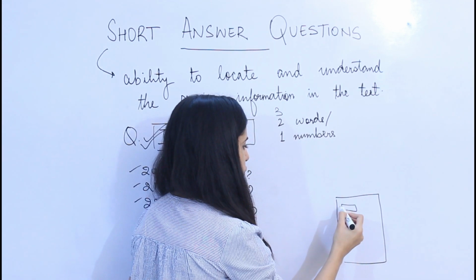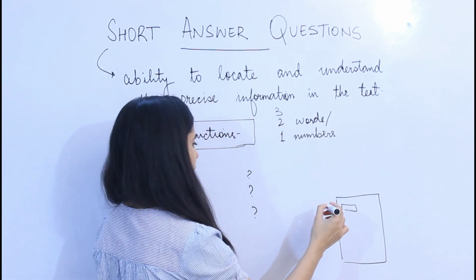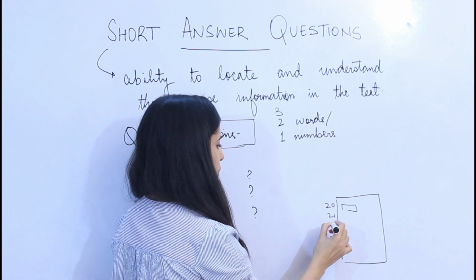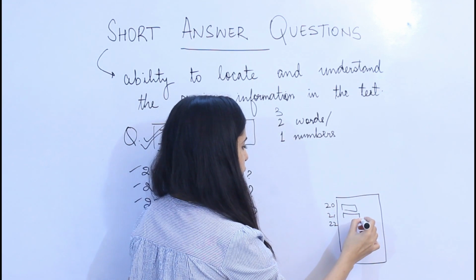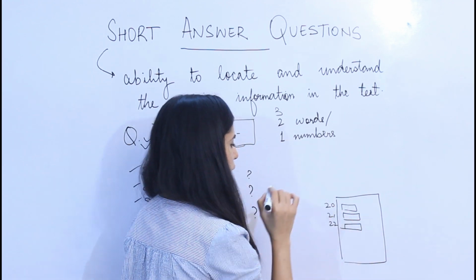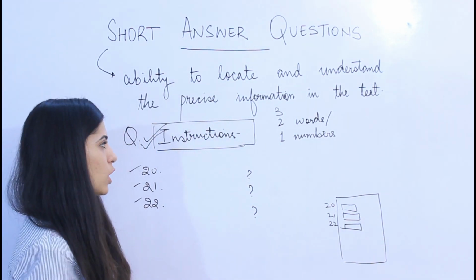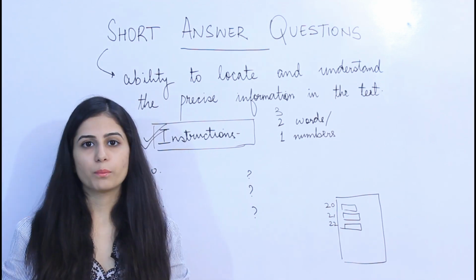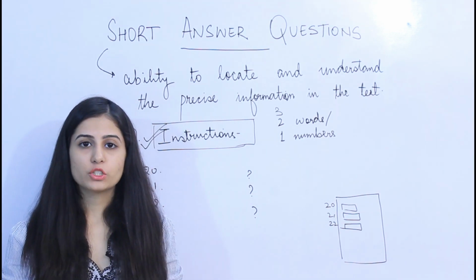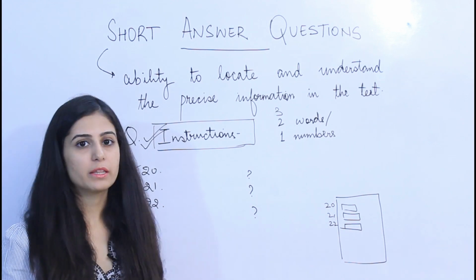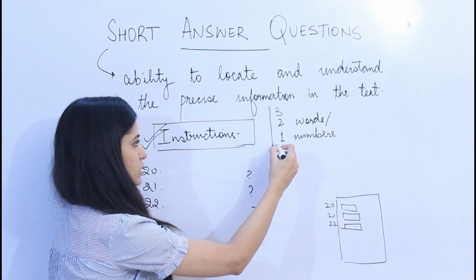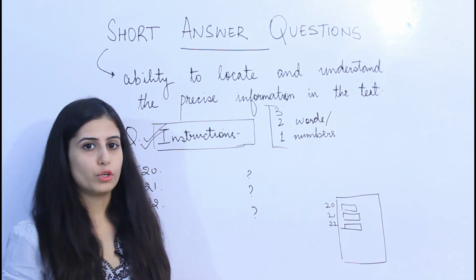Alright, so this would be against question number 20, 21 would be here, 22 would be here. There would be boxes and you have to give your answers here. Make sure your spellings are correct, and also when you're picking up the words from the passage, you need to be careful that you're using them in the right manner according to these instructions that are given to you.